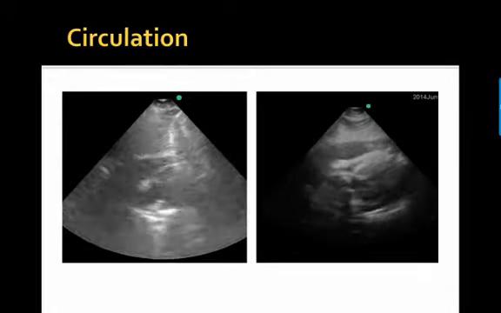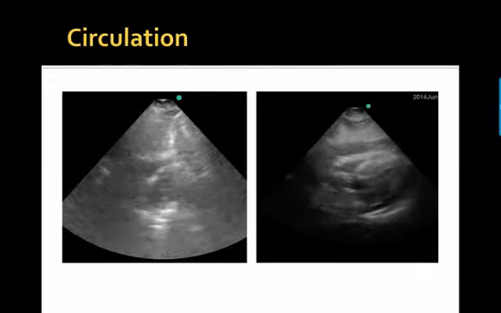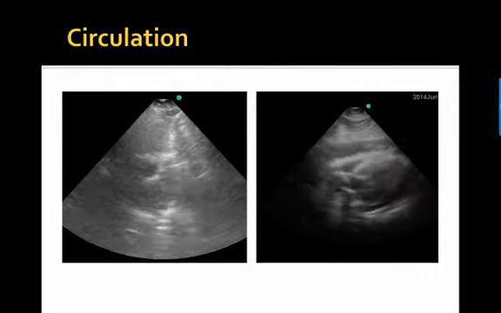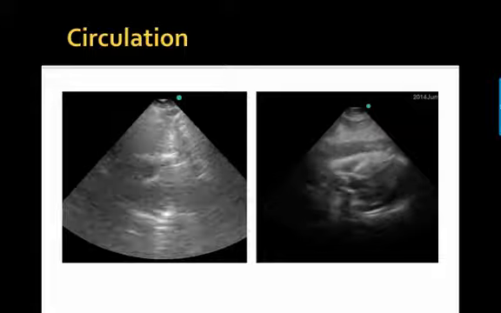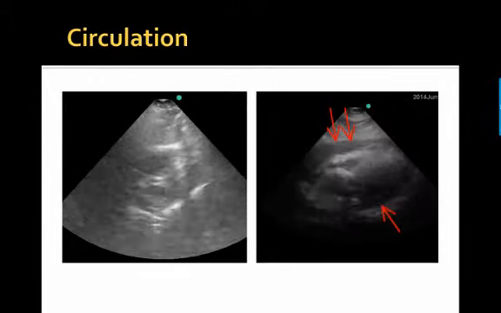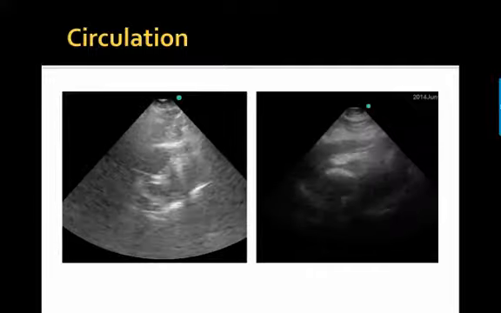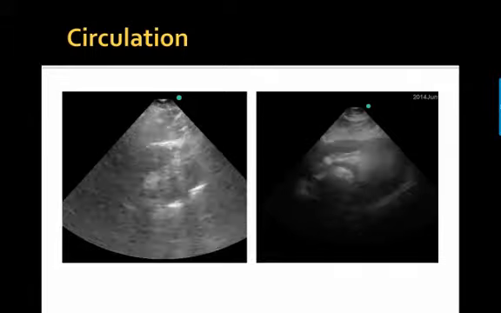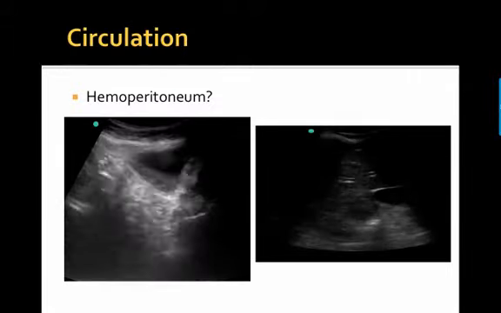Now here are two other examples. The one on the left is normal, while the one on the right shows a pericardial effusion, so hemopericardium with evidence of cardiac tamponade. This patient would require immediate pericardiocentesis and most likely a thoracotomy, as well as going to the OR. So next we're going to assess for hemoperitoneum.